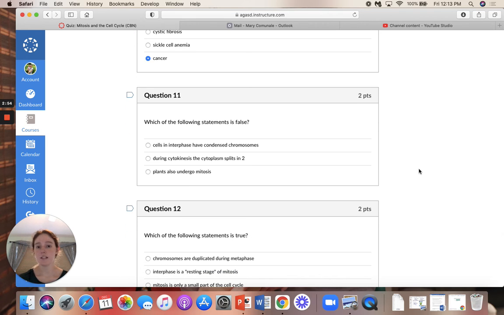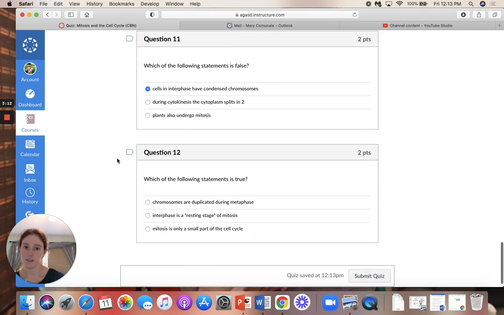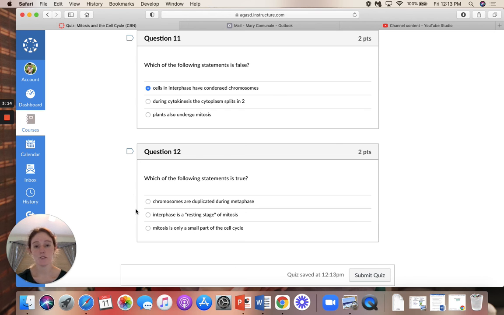Which of the following statements is false? Cells in interphase have condensed chromosomes. During cytokinesis, the cytoplasm splits in two. That is true. And plants also undergo mitosis. Also true, plants do grow. So it's going to be this one here. Cells have condensed in interphase. They have not. That doesn't happen until prophase.